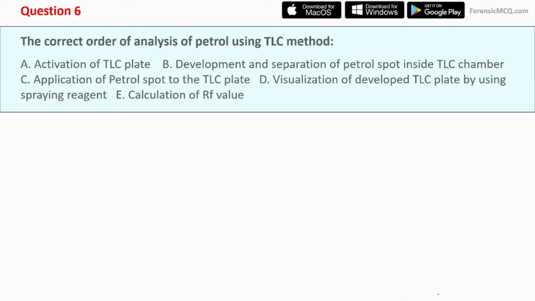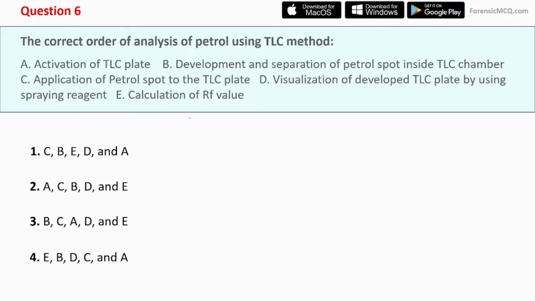So now let's move to question number 6. The correct order of analysis of petrol using the TLC method. A. Activation of TLC plate. B. Development and separation of petrol spot inside the TLC chamber. C. Application of petrol spot to the TLC plate. D. Visualizing the developed TLC plate by using spraying reagent. E. Calculation of RF value. So these are the options. So let's find the correct order.